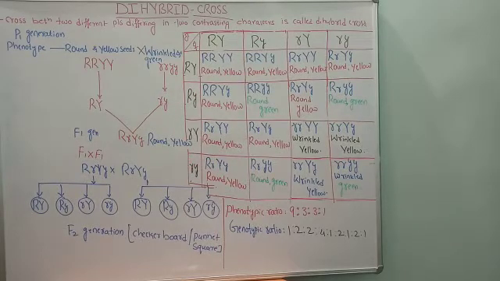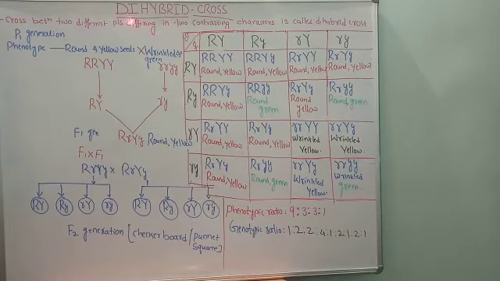In the previous lecture we discussed the monohybrid cross and Mendel's law of segregation and law of dominance. We have also discussed multiple alleles and codominance, and we have solved some problems related to blood group. Now we are proceeding towards the dihybrid cross.